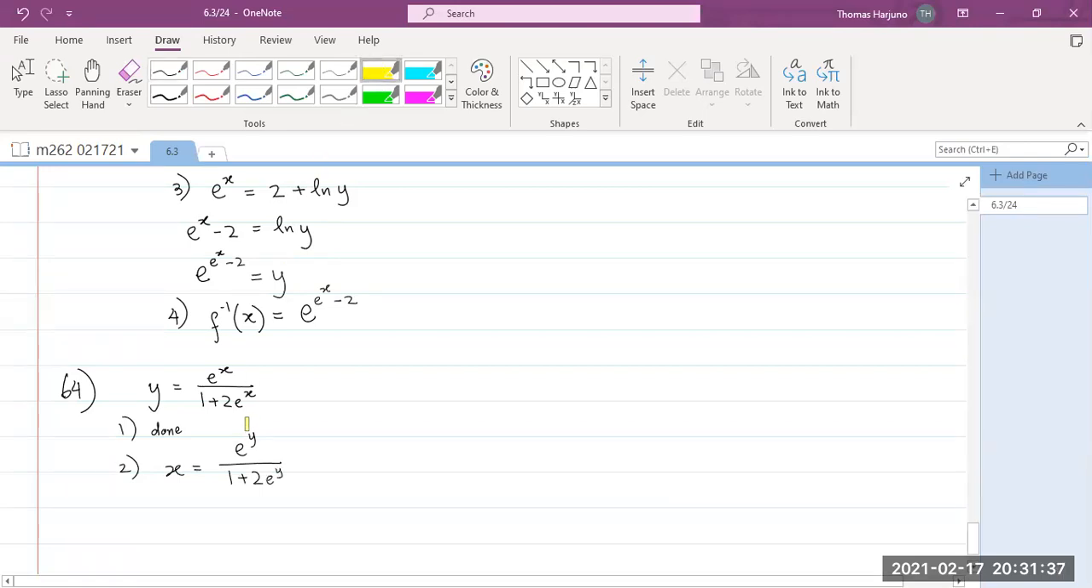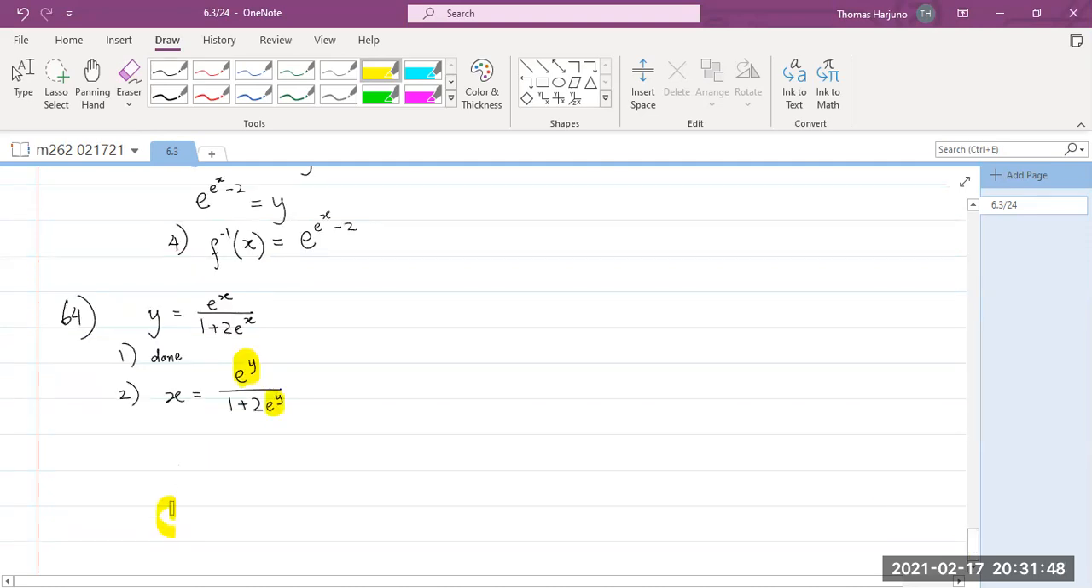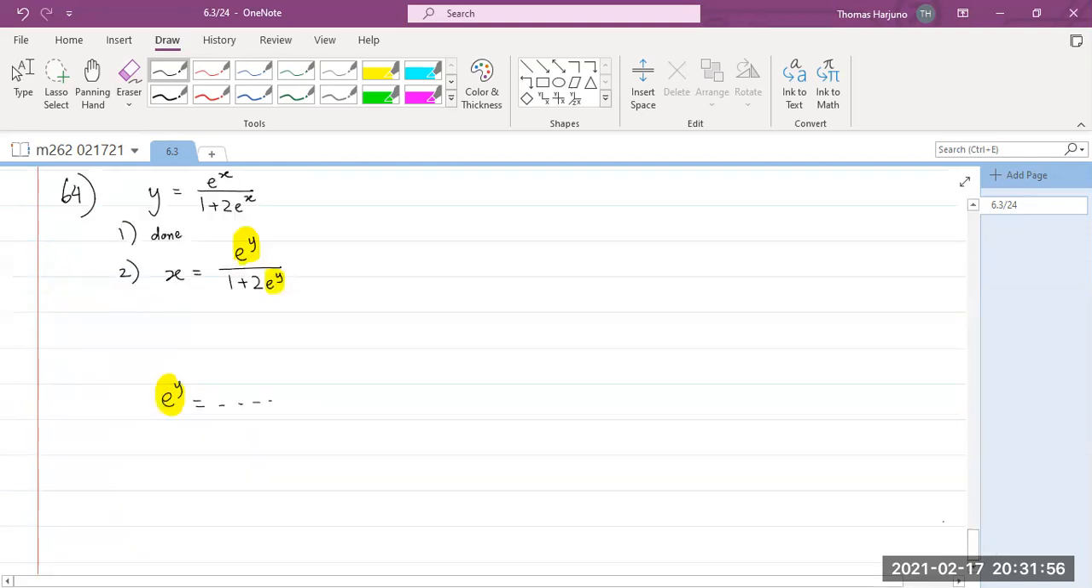You can think this way though. Instead of solving for y directly, think about solving for e to the y. So our purpose will be to first get e to the y by itself. That's our plan. Now, e to the y without y on the right-hand side. Then the next step will be y equals natural log of whatever that will be.